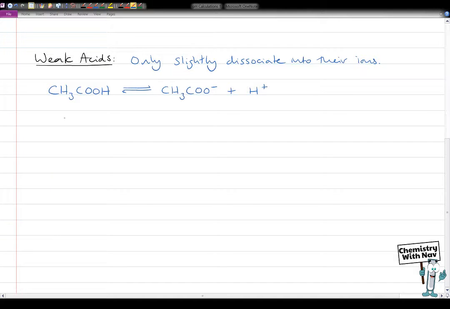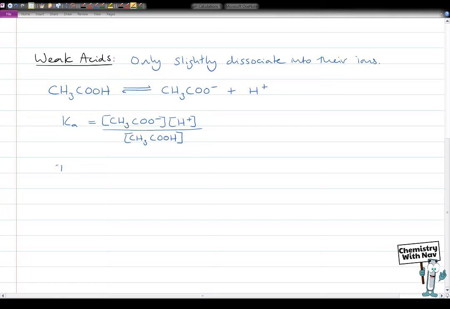So we have to then look at an equilibrium expression, in this case the acid dissociation constant Ka. So Ka is going to equal the products over the reactants, so the concentration of CH3COO- multiplied by the concentration of H+, all divided by the concentration of the acid originally.